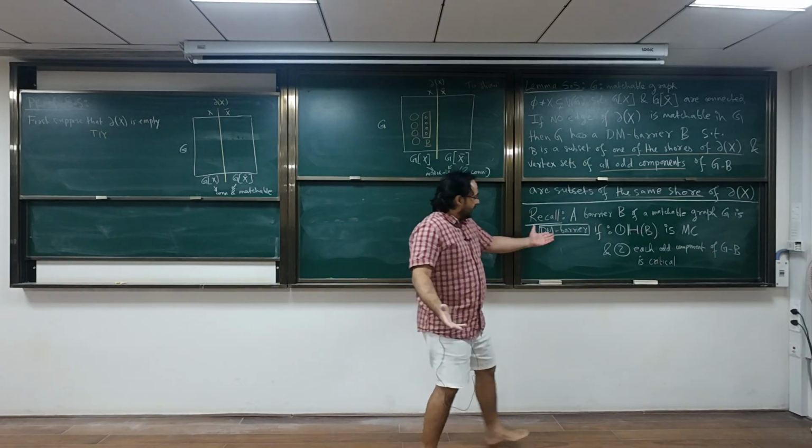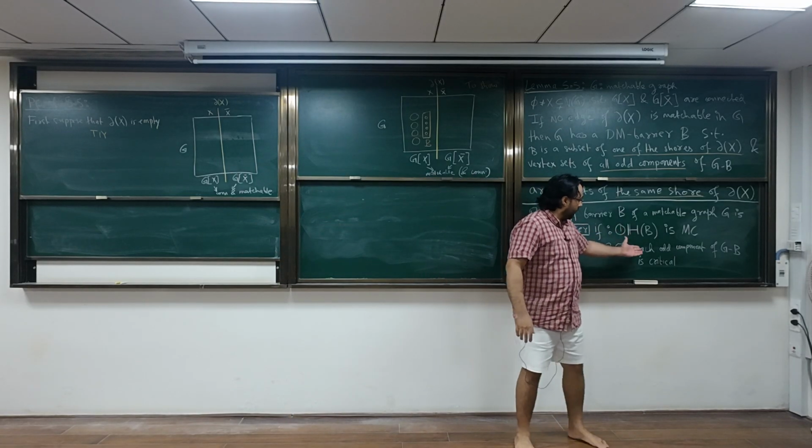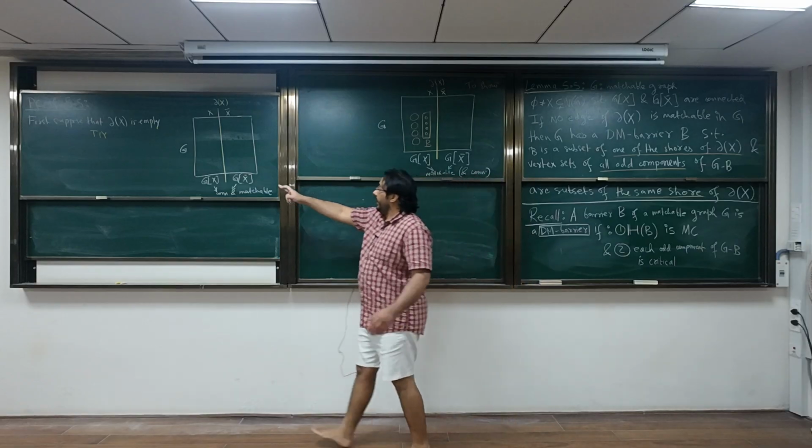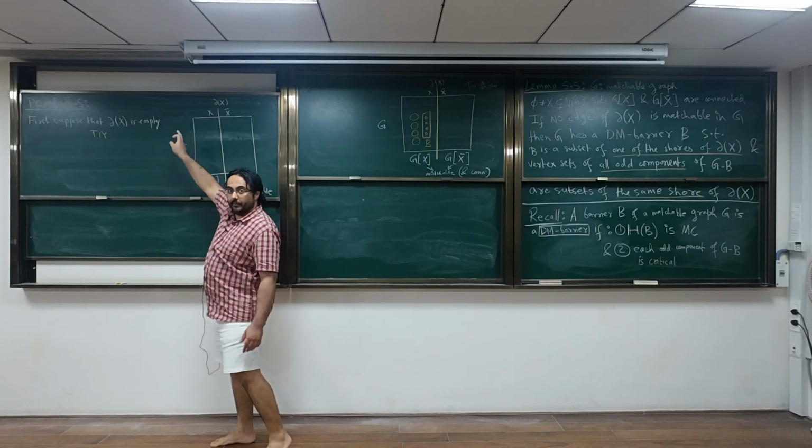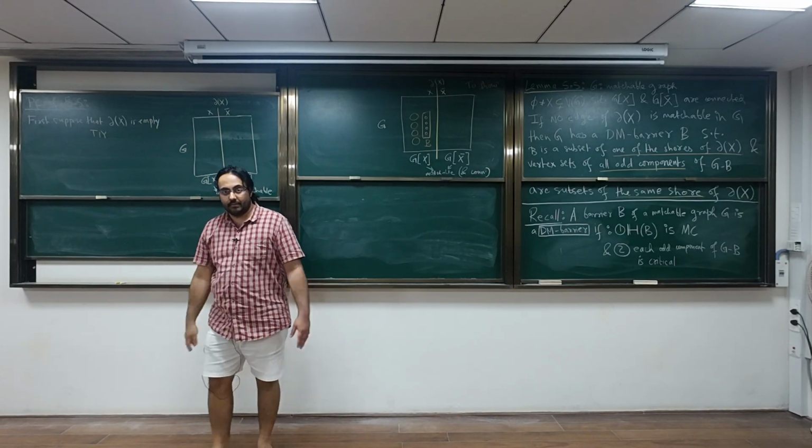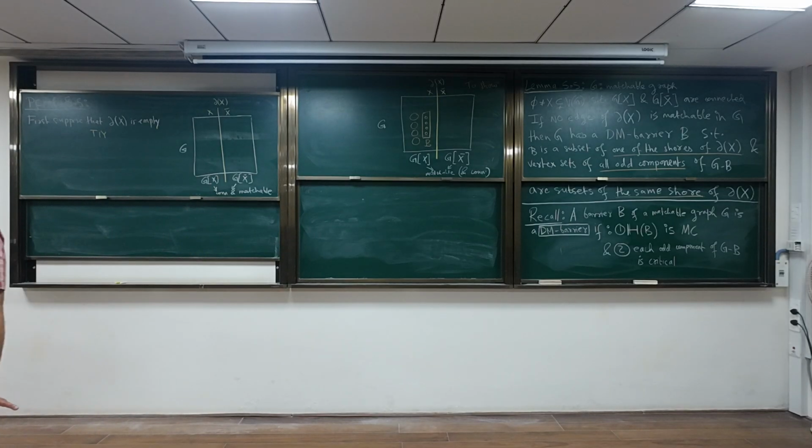So the core is going to be matching covered, and each odd component, well, the barrier is living here, so the odd component is also going to live here. So everything is done. This is easy. Okay. So the interesting case is when the cut is non-empty.